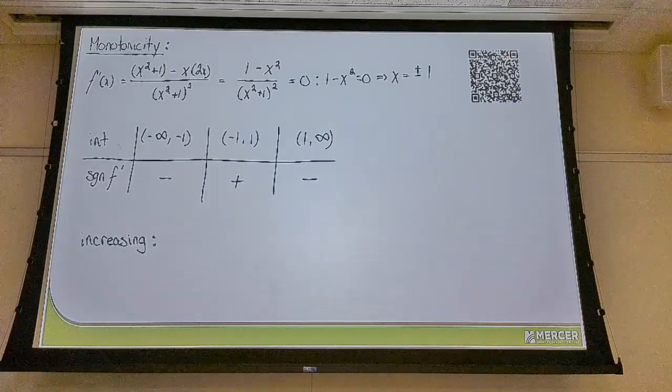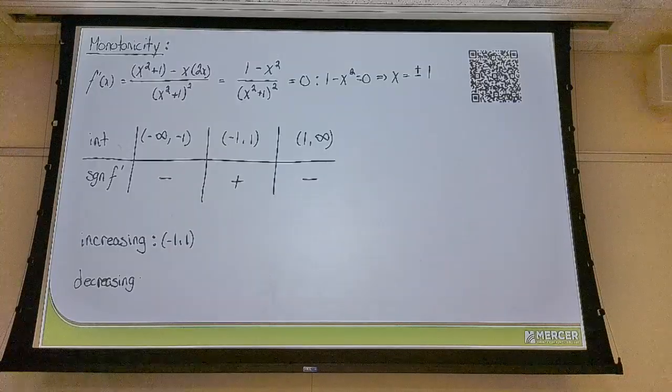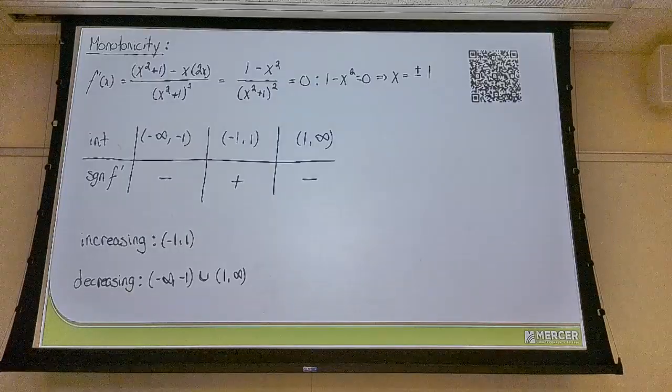Where is it increasing? Where is it decreasing? Negative, negative 1, 1, positive. Look for sign changes. Is there a sign change? Yes. Where? At negative 1 and at 1. All right, so start with the first one. At negative 1, what does it do? It switches from negative to positive.